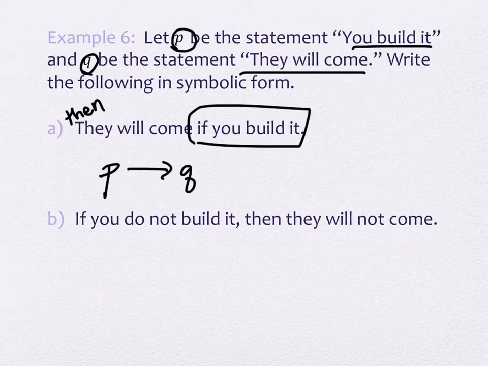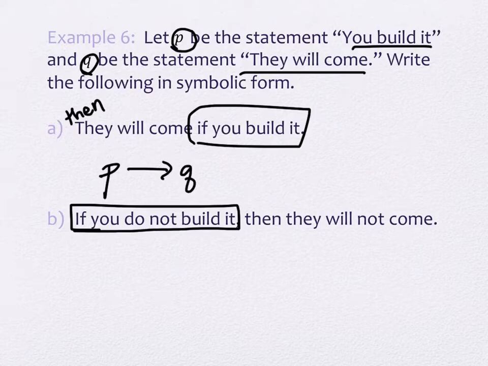Okay? So you've got to identify where the if is first. All right, on the second one, the if is actually at the beginning this time, right? So we're going to start at the beginning. It says, if you do not build it. So what will that look like in symbols? Tilde P. Good job. And then we've got our arrow. It says, then they will not come. That would be tilde Q.